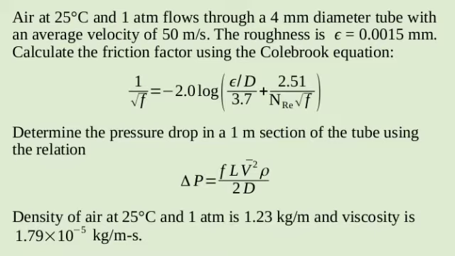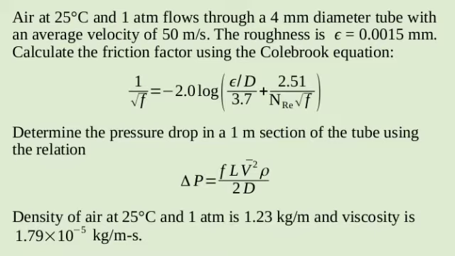Epsilon is equal to 0.0015 millimeter, and the friction factor equation is given, as you can see on the screen. It is called the Colebrook equation, and its form is on the screen.